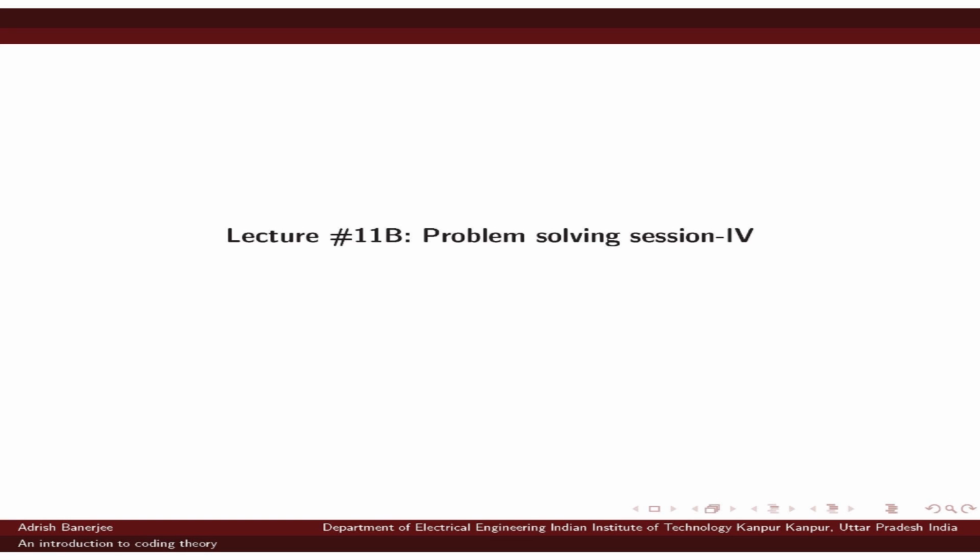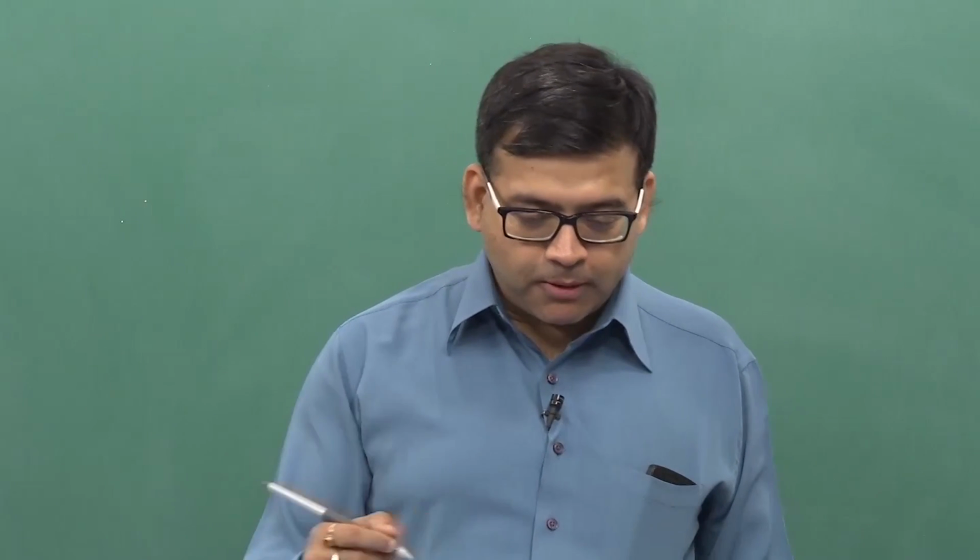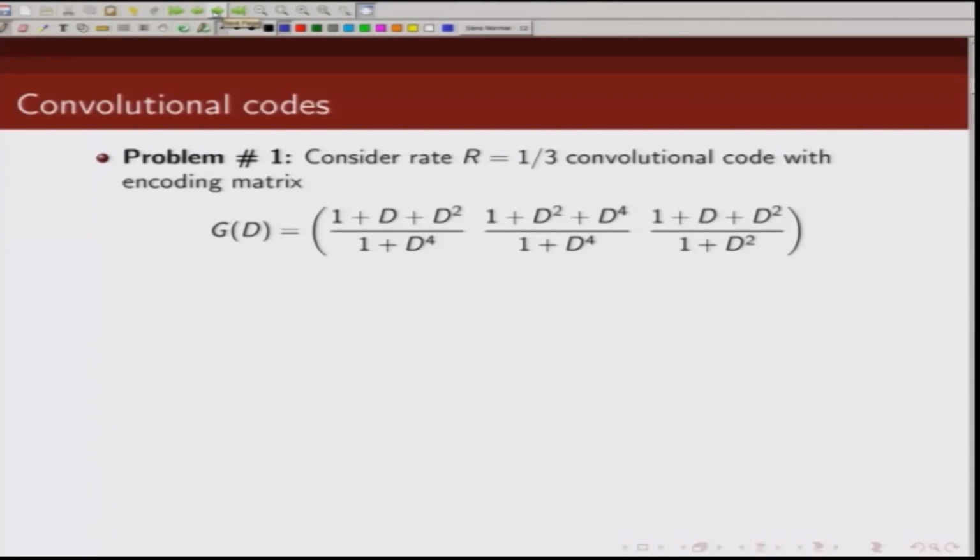So, before we go to concatenated codes, let us spend some time solving some problems. The first question is, you are given a rate 1/3 convolutional code with generator matrix G of D, which is given by this. The first question is: is this a catastrophic encoder? Will an encoder which has a generator matrix like this result in a catastrophic encoder?